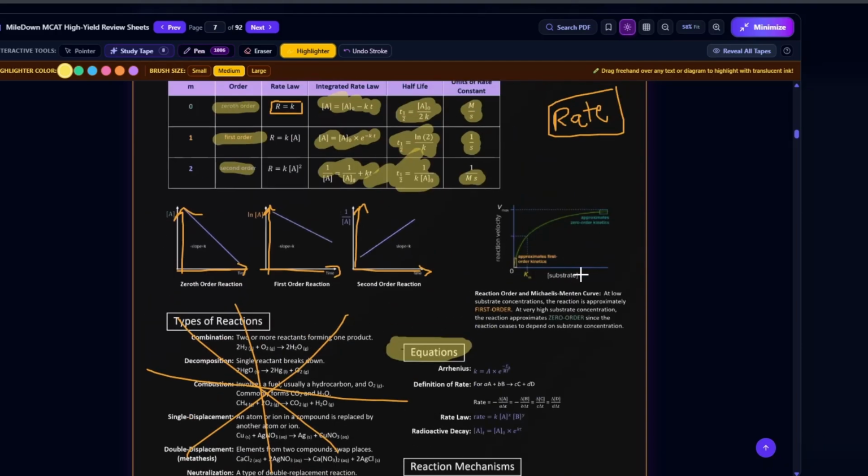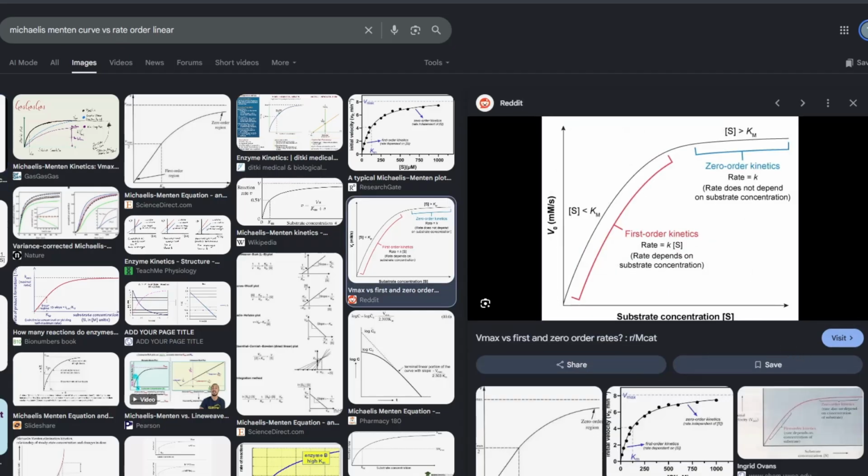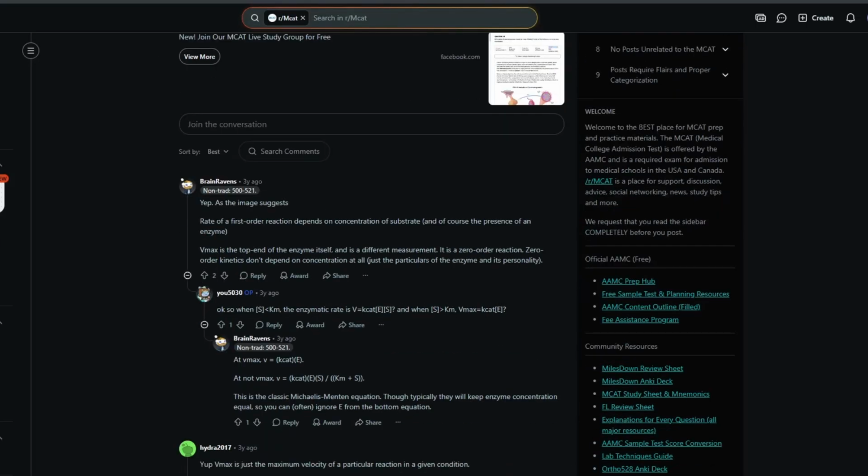This is the Michaelis-Menten curve. At low substrate concentrations, the reaction is approximately first order. At high substrate concentration, the reaction is approximately zero order, since the reaction ceases to depend on the substrate concentration. What you need to know about the Michaelis-Menten curve is exactly this. It's literally in this picture here. As the image suggests, the reaction order depends on the concentration of the substrate.